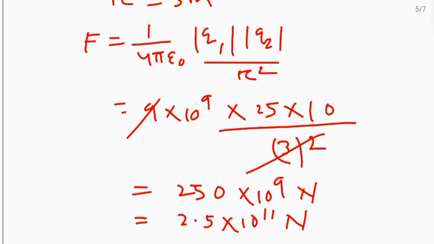So this is the final result. Now we will go to the next question. The next question was: find the ratio of the electrostatic force and gravitational force between a proton and an electron. In the second point, between 2 electrons, and in the third point, between 2 protons.